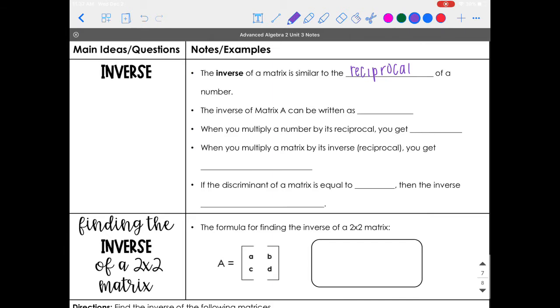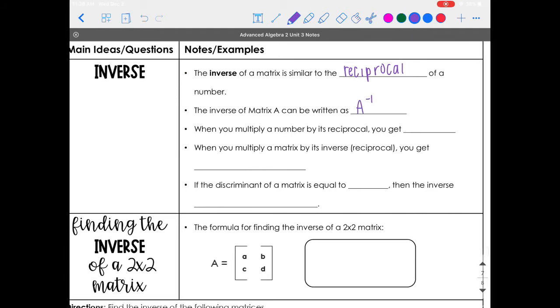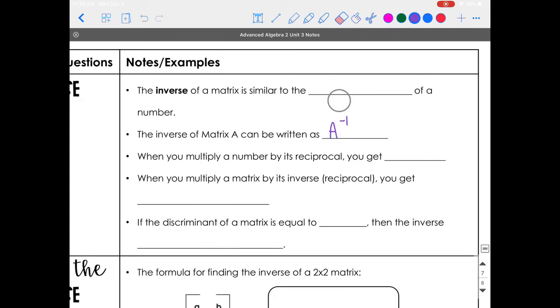And so if we think about reciprocals, what is a reciprocal? Well, if we have the number 2, the reciprocal of 2 would be 1/2. If we have the number 1/7, the reciprocal would be 7. They're numbers so that if you multiply them, you get 1. That's what a reciprocal is. And so that's similar to what an inverse does. An inverse does the same thing, sort of. So if we have matrix A, the inverse, we have a -1 exponent.